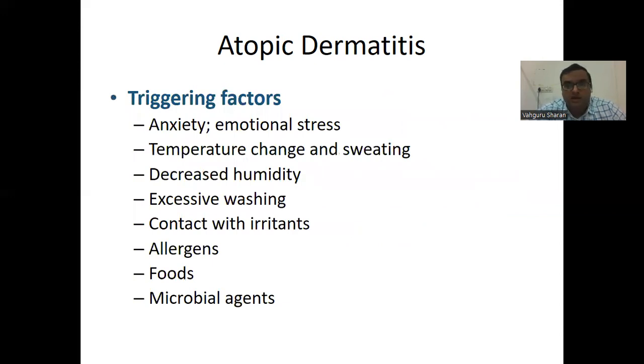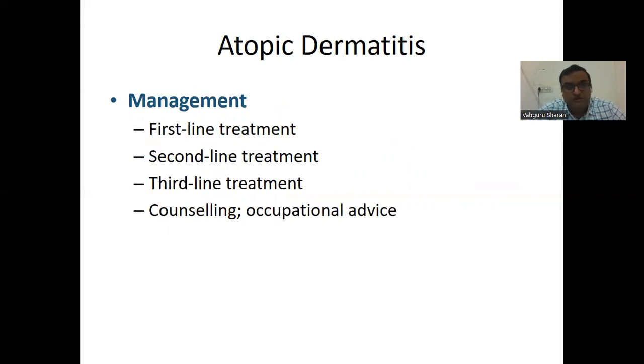What triggers atopic dermatitis? Anxiety, emotional stress. In adults, temperature change and sweating. In children, decreased humidity, excessive washing, irritant contact, allergens, foods, and infections.